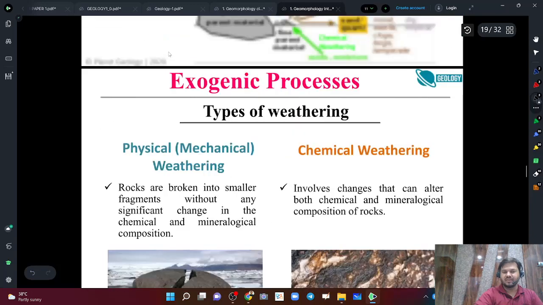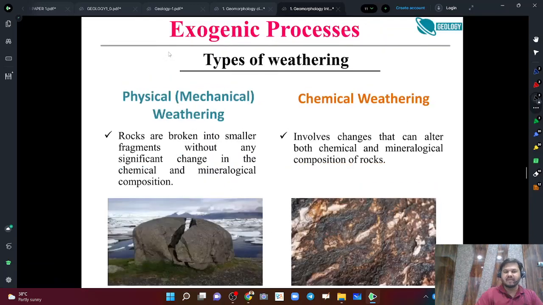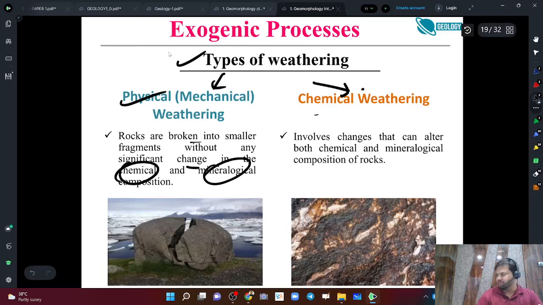In this slide, we are covering types of weathering. You should know that weathering is of two types: physical weathering and chemical weathering. Physical weathering is when rocks are broken into smaller fragments through physical processes, with no change in chemical or mineralogical composition. In chemical weathering, some chemical processes are involved.